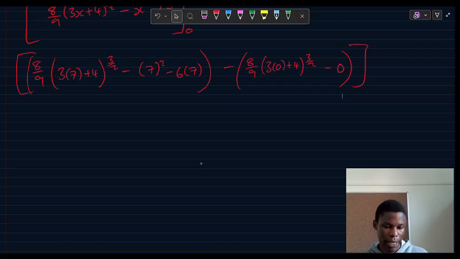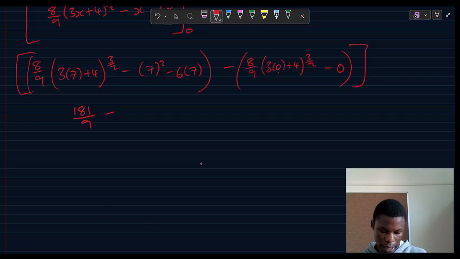All right, so let's evaluate. We'll start with the upper limit. That's 8 over 9 times (3 times 7 plus 4), and this is all to the power of 3 over 2, minus 7 squared minus 6 times 7. We get 181 over 9. That's subtracting the lower limit here. That's 8 over 9 times (3 times 0 plus 4).